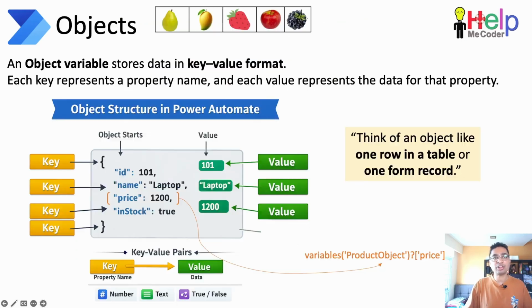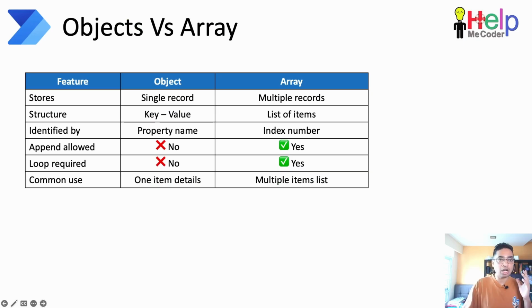Then what is the difference between objects versus arrays? Objects basically store a single record, while arrays store multiple records, like in an array of objects. Objects work on key value pairs, so you have a key and a value, and you refer to a particular key, as I showed you earlier, to get that particular value. While in an array, you have a list of items and you refer to them by their index number. First item is index 0, then 1, then 2. That is what the third point is: objects are identified by property name, arrays by index number.